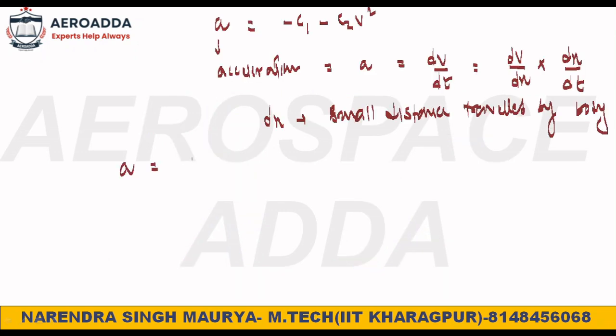You now have a is equal to dv by dx into dx by dt. See, dx by dt, if you check this value, dx is the distance, by time. What is distance by time? It's nothing but velocity. So a is velocity into dv by dx, right? Simple. v into dv by dx, which is nothing but acceleration.